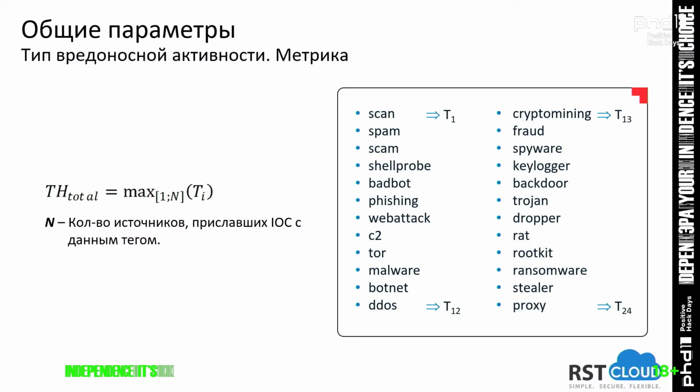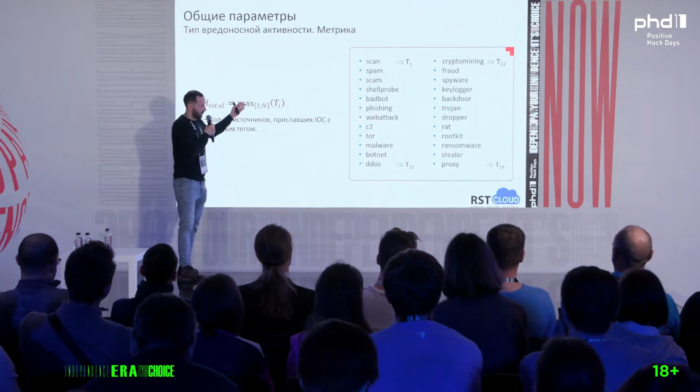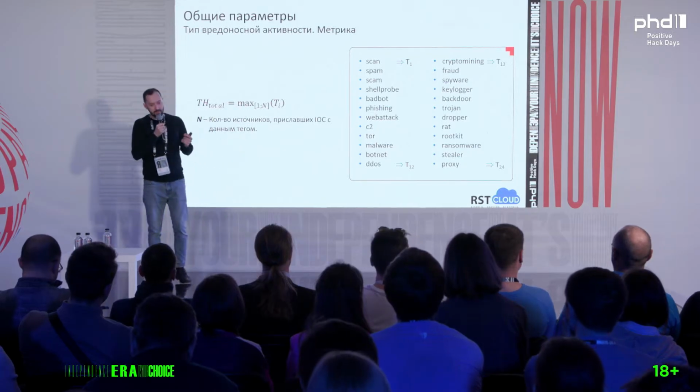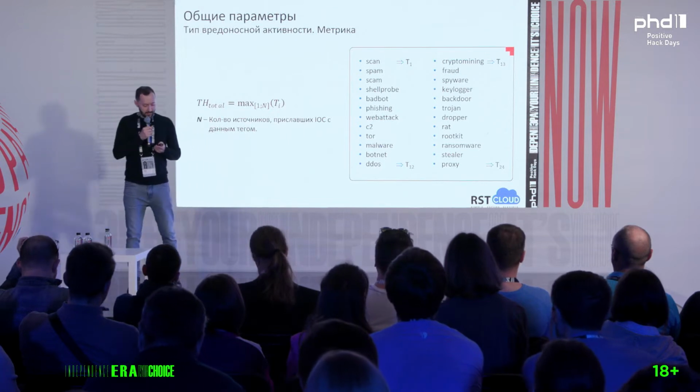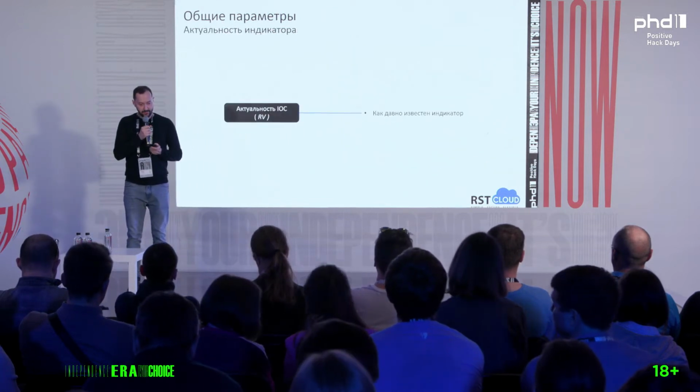So we can select a coefficient we'll assign to each of these tags, and the tag that has the highest weight will be considered the most dangerous one. And we can also use the same max function to assess it.